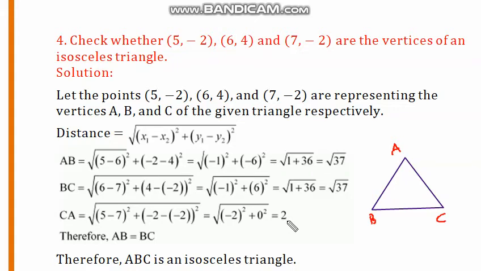So now check which two sides are equal. The side AB is equal to side BC. So we can say that the given triangle is an isosceles triangle because two sides are equal. So the triangle ABC is an isosceles triangle.